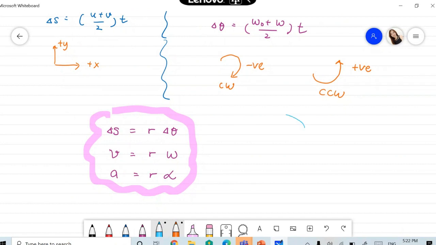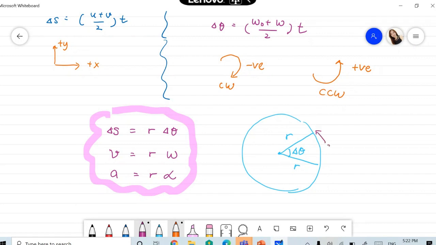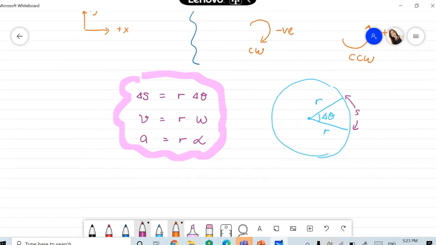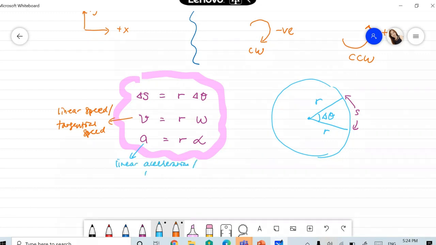Let's say this is my circle, and the radius of the circle is r. Delta theta is here, and I would like to know the displacement. We know that delta s is r multiplied by delta theta. This linear parameter, v, we call linear speed, or sometimes tangential speed. The same goes for acceleration: you can call it linear acceleration, or tangential acceleration.